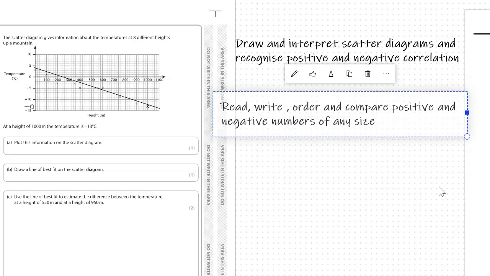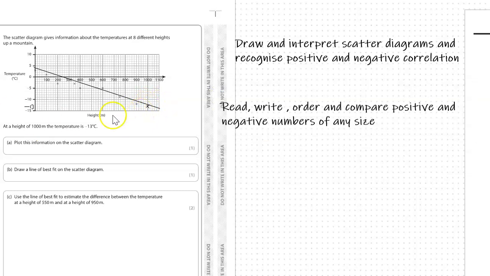Okay, let's go back to the question. The scatter diagram gives information about the temperatures at 8 different heights. So these points are the 8 different heights up a mountain. At a height of 1,000 metres, the temperature is minus 13 degrees C. Plot this information on the scatter diagram. So 1,000 metres, go to the X axis, temperature is on the Y axis. So go across from 1,000 to where you meet minus 13 degrees C and then put a cross. I've already put a cross there, but it wasn't there originally. So putting a cross, that is plotting the information.